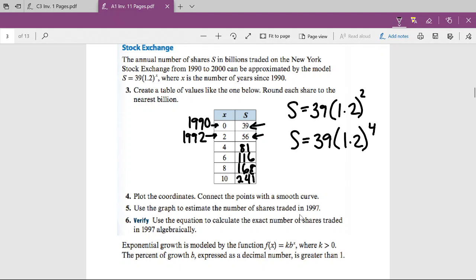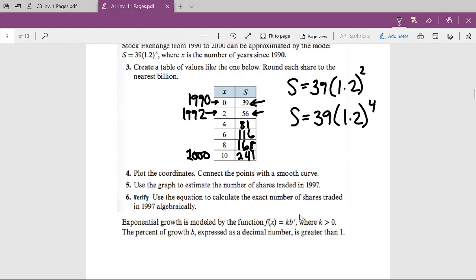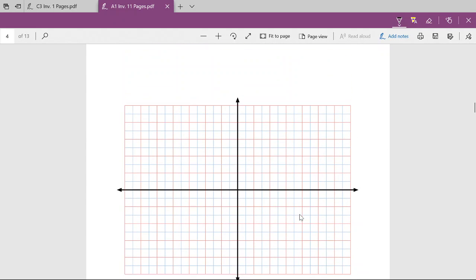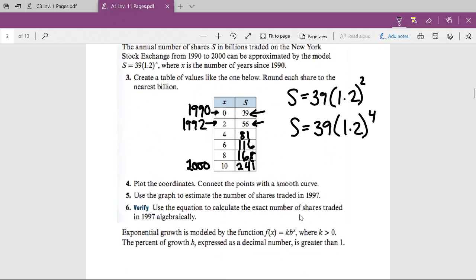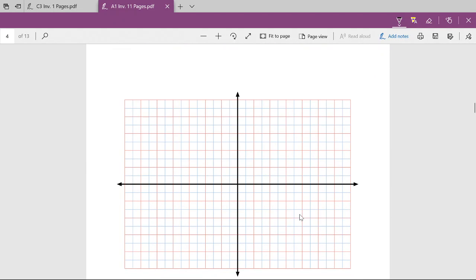After 10 years after 1990, so we would be at the year 2000, using this model, it would be 241 billion. It says plot the coordinates, connect the points with a smooth curve. So if I were to do this on my coordinate plane right here, I need to get all the way to 241 billion.